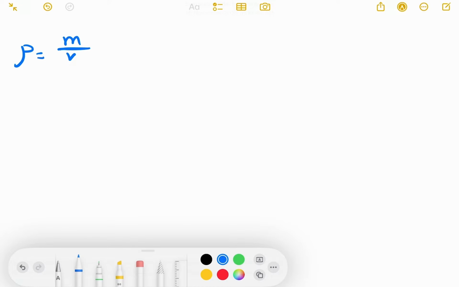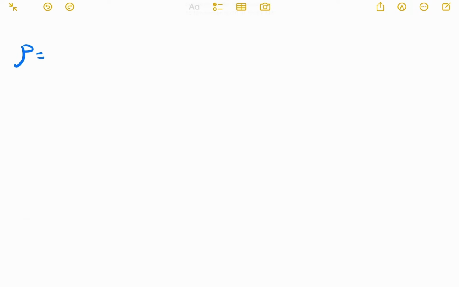We have the equation for density, which is equal to mass over volume. But this is when you are dealing with the density of an object. When you are dealing with the molecular structure of matter, molar mass, molar volume, you will not be using this equation. You will say density is equal to molar mass divided by molar volume.